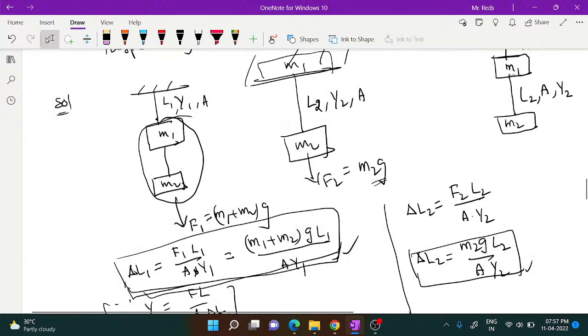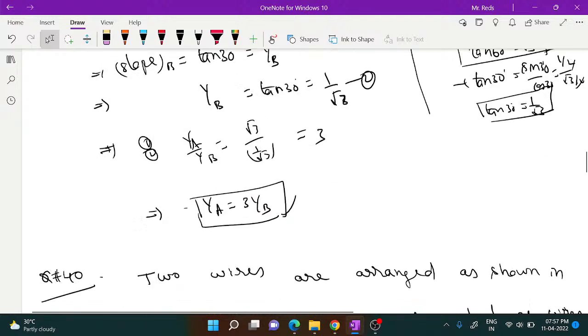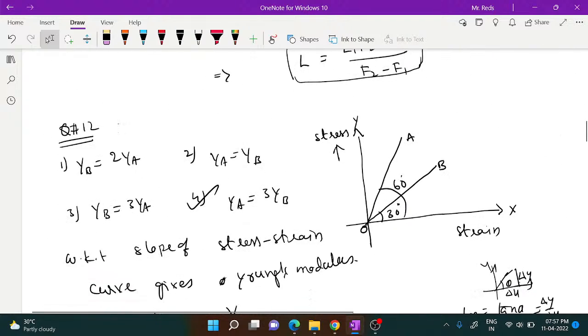See here somewhere. Yes, yeah, this one, right?